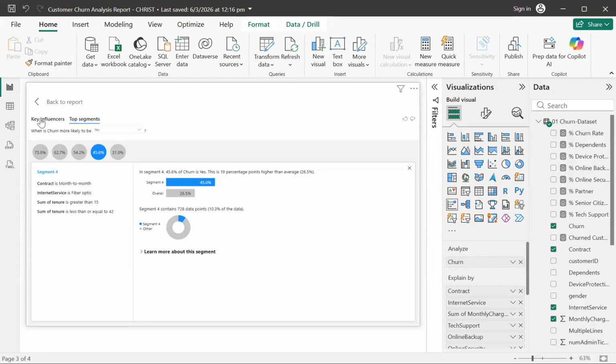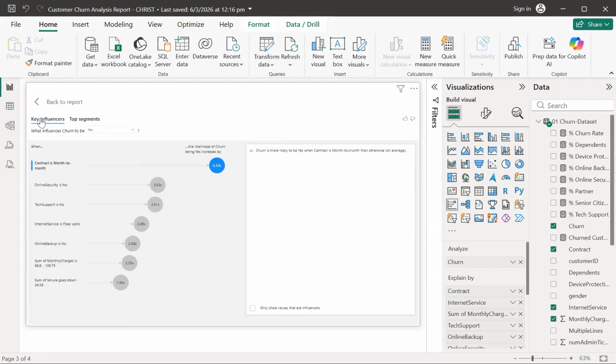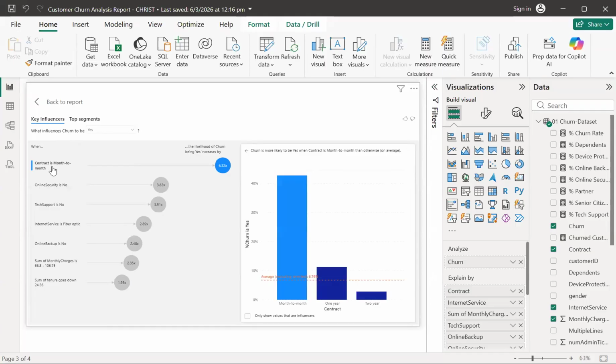Now from this you're getting the segments. Even if you go into the key influencers, you can see that the contract is on the top. When the contract is month to month, the churn is 6.32 times more likely in comparison to any other value. In the second position, you're getting online security if it is no.